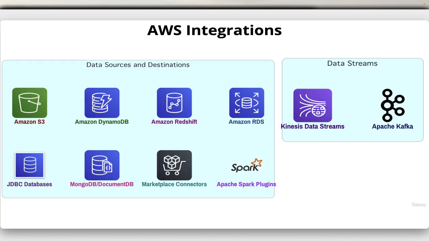Okay, these are all the AWS data integrations. So AWS Glue for Spark allows you to read and write data from multiple systems and databases, including data sources and destinations. You have Amazon S3, Amazon DynamoDB, Amazon Redshift, Amazon Relational Database Service RDS, third-party JDBC accessible databases, MongoDB and Amazon DocumentDB with MongoDB compatibility, and other marketplace connectors and Apache Spark plugins. AWS Glue for Spark can stream data from the following systems: Amazon Kinesis Data Streams and Apache Kafka.